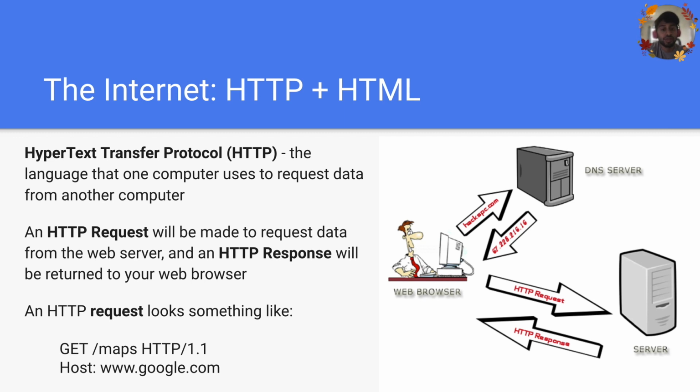So a request made in HTTP looks like the following: GET /maps HTTP/1.1 from the host, which is www.google.com. When this request is sent, this tells the Google server that you want all the data associated with the maps page to be returned to your machine to be rendered.